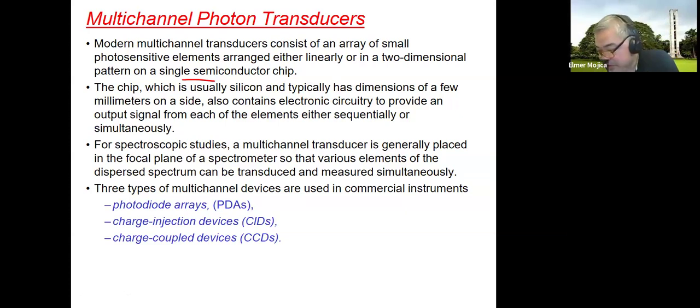So for spectroscopic study, usually these are useful. A multi-channel transducer is generally placed in the focal plane of a spectrometer so that various elements of the dispersed spectrum can be transduced and measured simultaneously. And you have six types of them: PDA, CID, and PCD. And all of them we could say are useful. Look at my list.